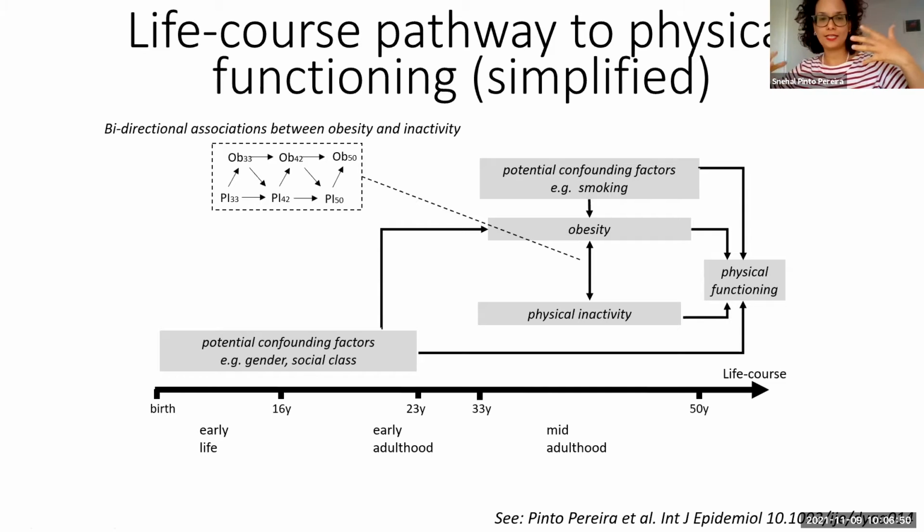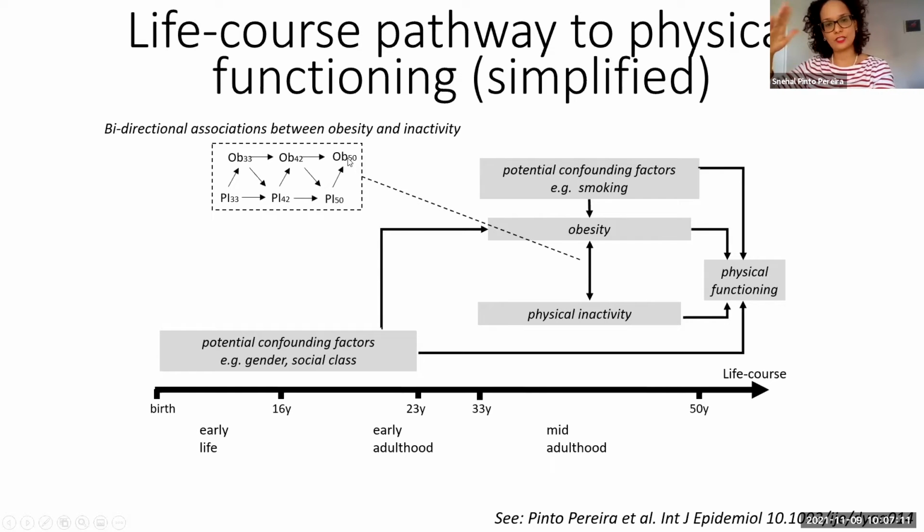Yeah, so a classic example would be physical activity. Yeah, so there's a bidirectional relationship between obesity and physical activity. So for example, if you're physically inactive at time A, you're more likely to be obese at time B. And if you're obese at time A, you're more likely to be physically inactive at time B, which means then you're more likely to be obese at time B, and so forth.